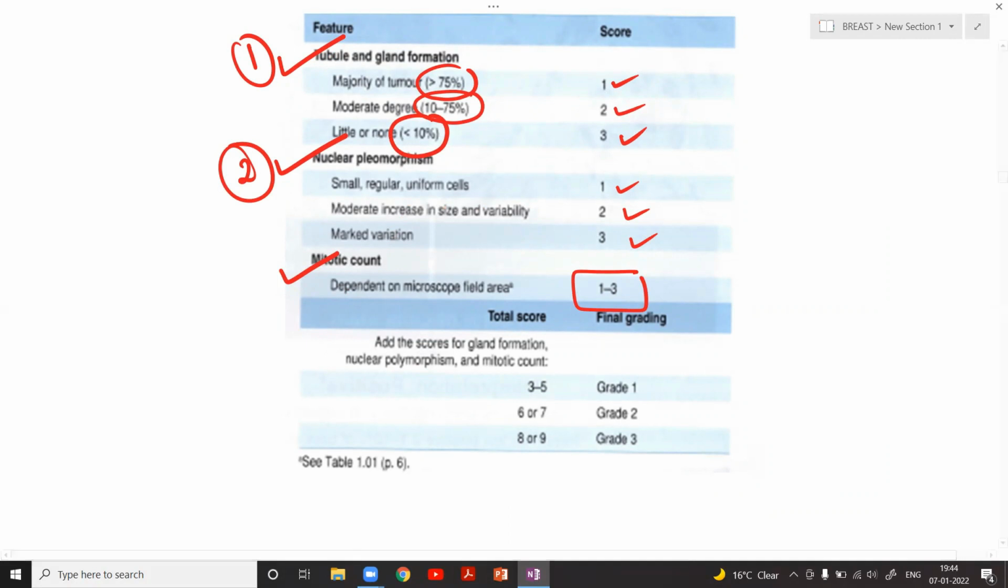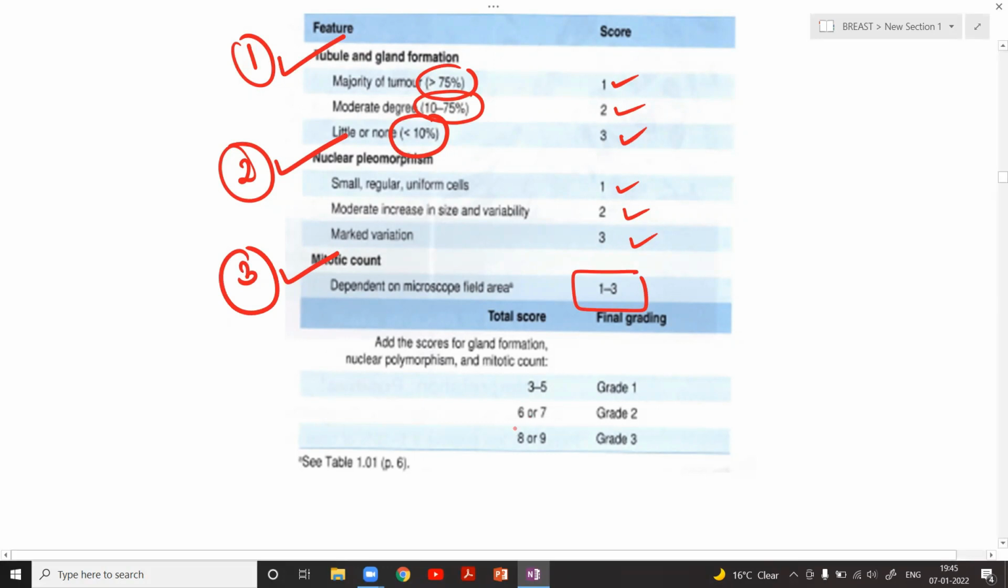Now, if you go through the latest WHO in the initial section, they have given according to the areas. You don't have to remember that, but at least you should be able to say that the name of the grading system is Nottingham grading. What are the components of the Nottingham? At least say there's a tubule and gland formation, nuclear pleomorphism, mitotic count.